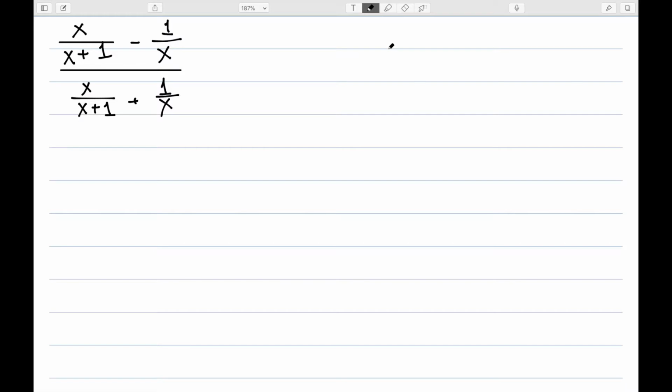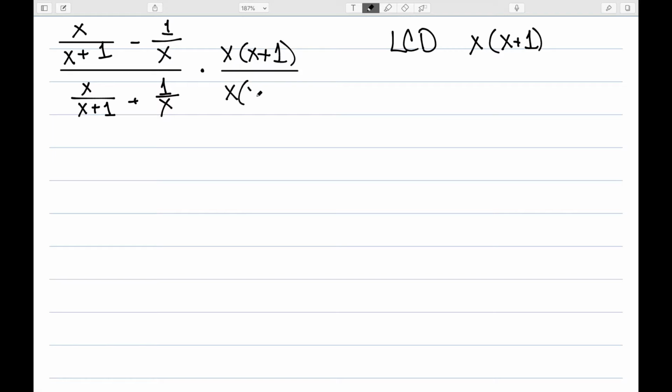My next example, x over x plus 1 minus 1 over x, all divided by x over x plus 1 over x. When I find my least common denominator, we can see the things on the bottom of fractions are an x and an x plus 1. So this is what I need to multiply by. X times x plus 1.